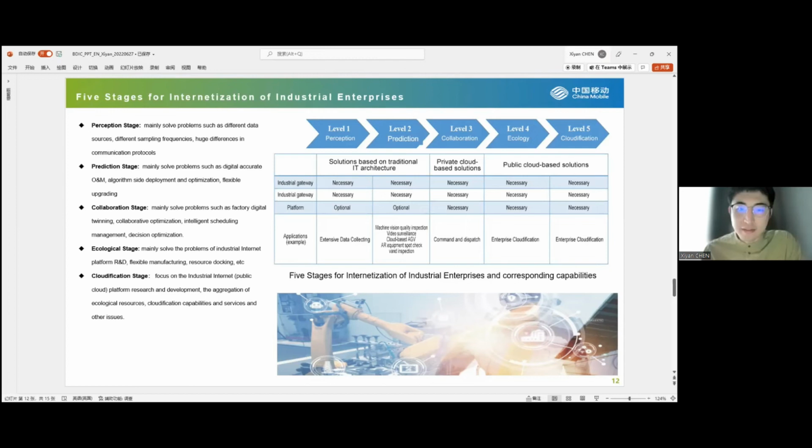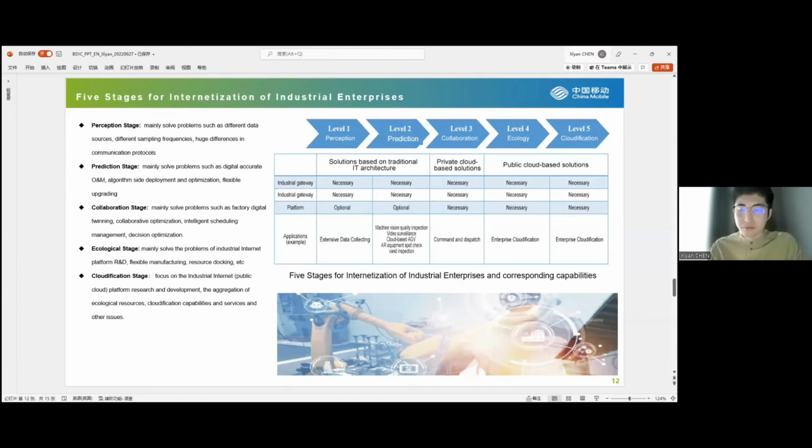And from here, there will be a large change. For example, the next stage is the collaboration stage, meaning solving problems such as the factory digital twin and collaborative optimization, intelligent scheduling management and decision optimization. So in this level, a private cloud-based solution is necessary, and we also need to have a platform. An example of application is command and dispatch.